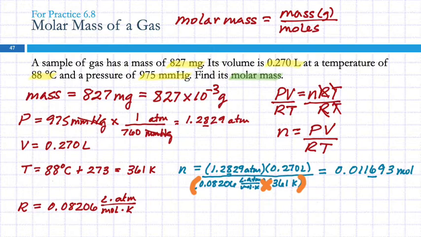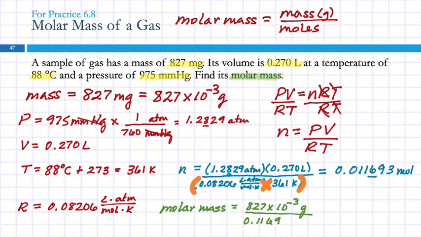So now we can calculate the molar mass. The molar mass is equal to the mass in grams, 827 times 10 to the minus third, divided by the number of moles, 0.11693 moles. What did I do wrong? You see it? I forgot the 0. It's 0.011693.